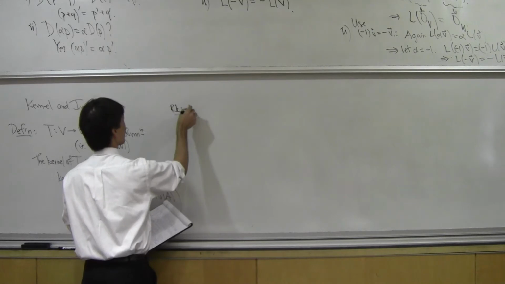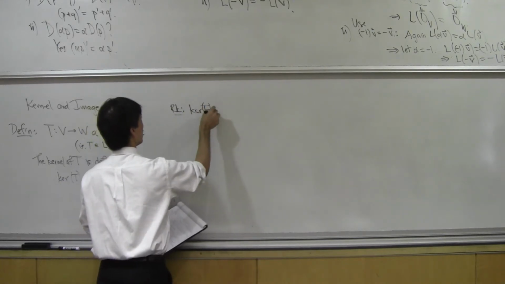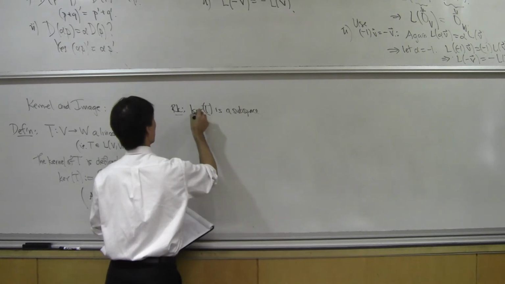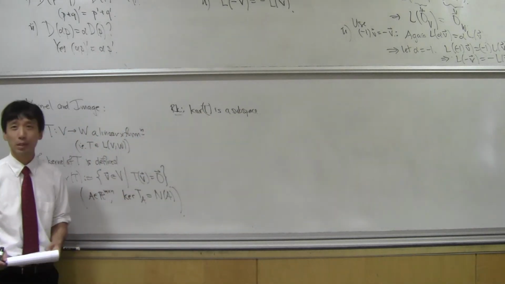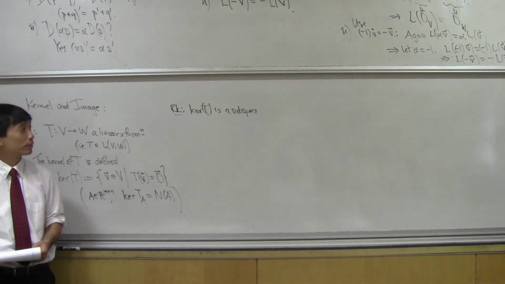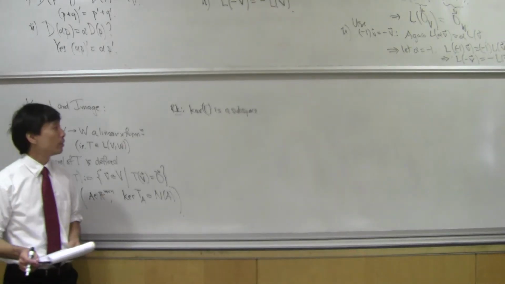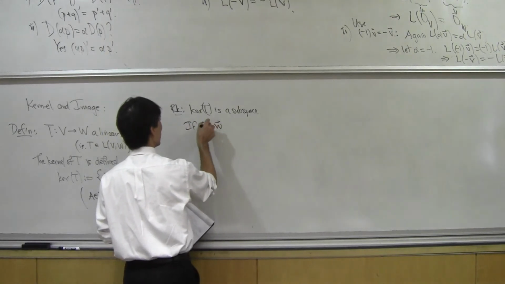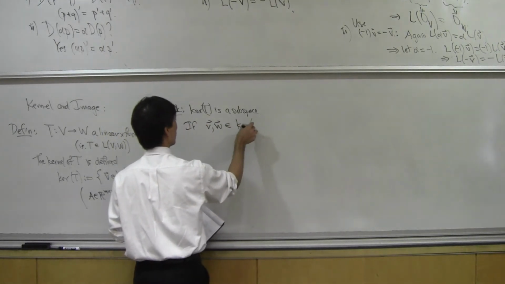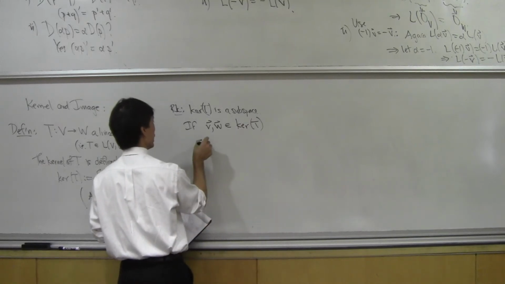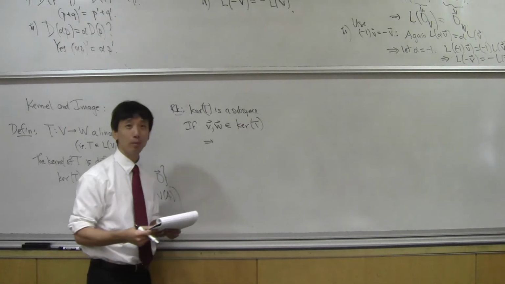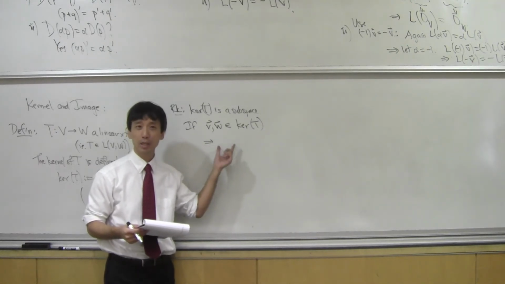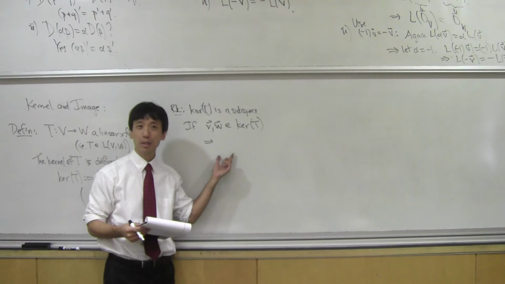The kernel of T is a subspace. Just like the null space is a subspace, the kernel of T is also going to be a subspace. Because if you have two vectors in the kernel, remember what we need to do to show something is a subspace. You have to show it's closed under addition and closed under scalar multiplication, right?